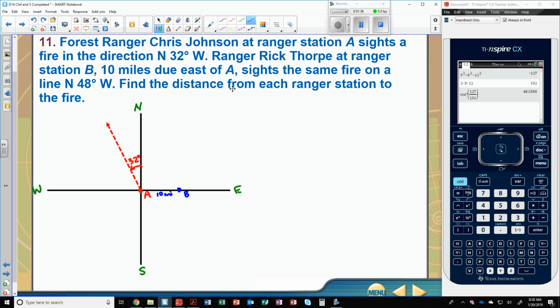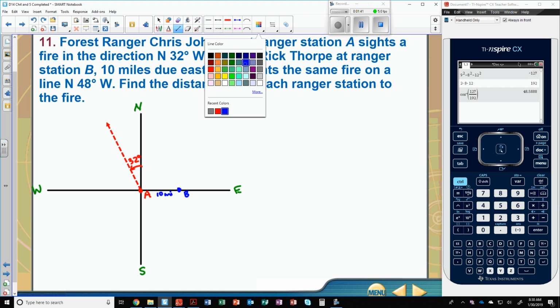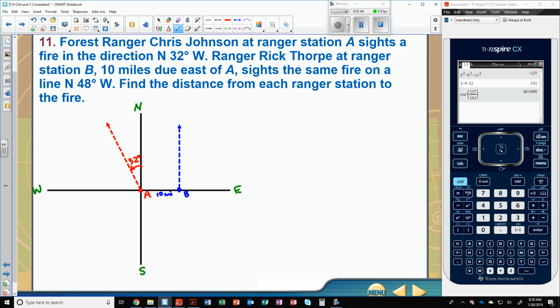He sights the same fire on a line of north 48 degrees west. So north for him would be straight up like this. That's north. Then we go 48 degrees west. And so we're going to say that our fire is here. And he would see this. Let me put another line up here that would represent north, and I'll do it as a dotted line, so you can see how this all plays out. This is on the line of north as well. So north, and this would be 48 degrees west.